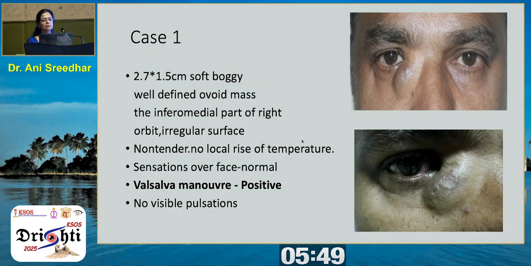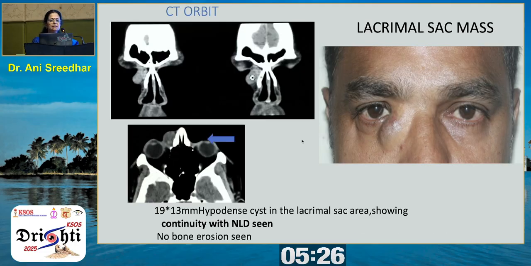Let's come. So this was a middle-aged man who came with a soft boggy mass in the medial part of the orbit. The swelling was in the lacrimal sac area mainly, extending above the medial palpebral ligament. There were engorged vessels over it when he was doing a Valsalva maneuver, but there were no visible or palpable pulsations. CT scan showed that it was extending into the nasolacrimal duct, and there were no feeder vessels seen.